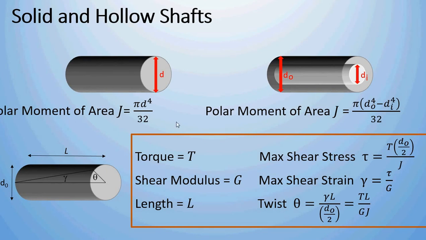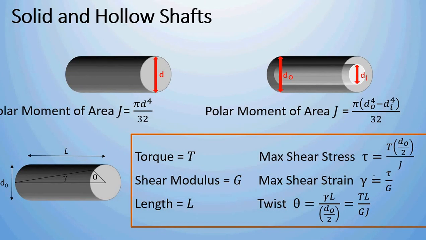Other variables we have: there's torque, which is T, and the shear modulus G, which is a property of the material. There's the length L, that's just the length of the shaft. For the maximum shear stress in the segment, you're going to have tau, which is the torque times the radius divided by the polar moment of area.